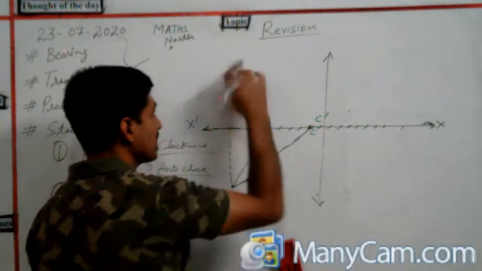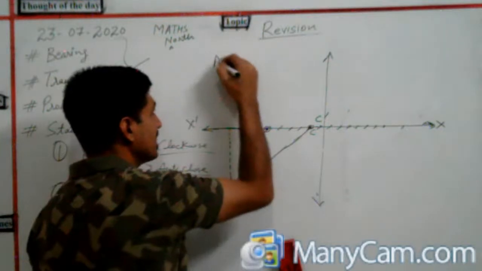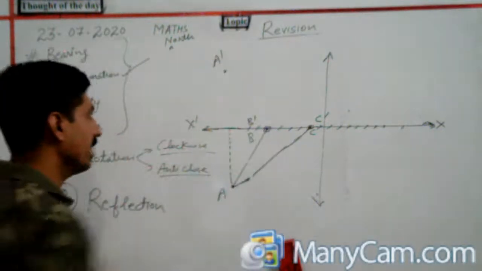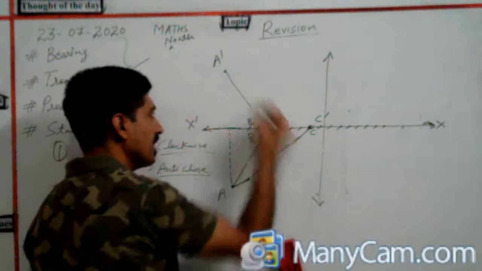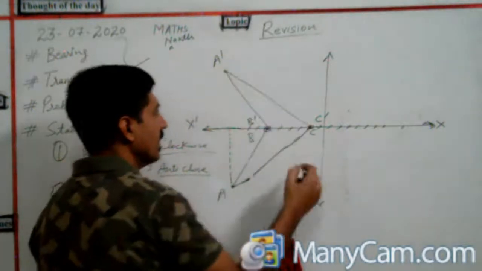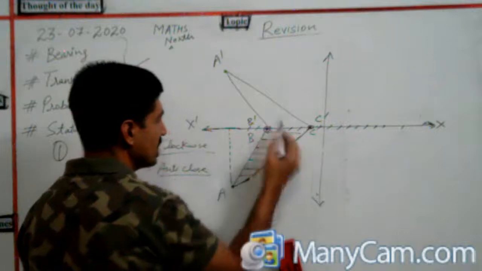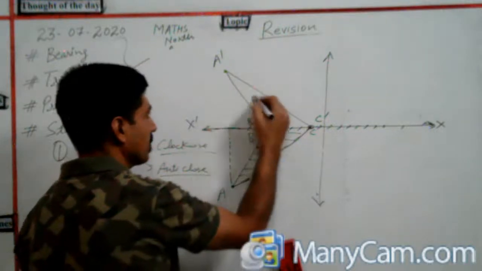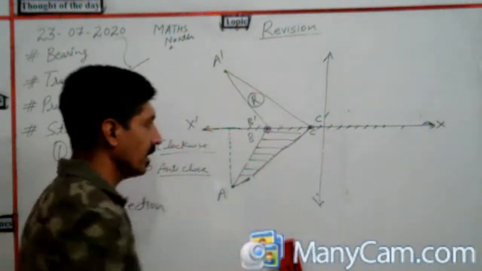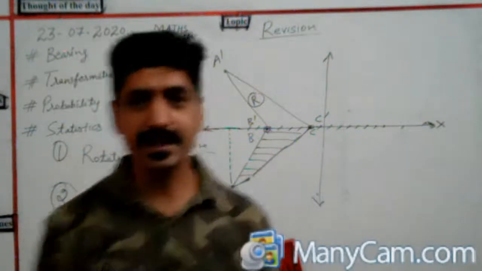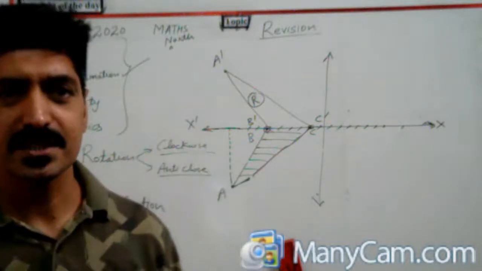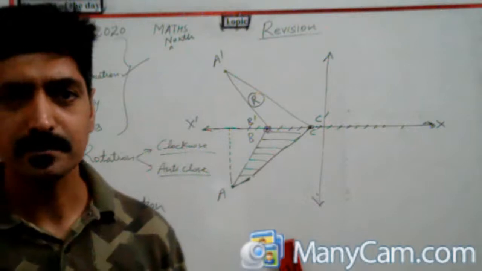Same distance I will go here, that is A dash, and I will join this A with B and A with C, and this is the object here, right? So this will be its reflection. A, B, C, and A dash, B dash, C dash, right?